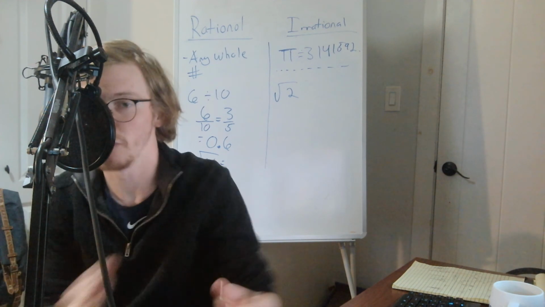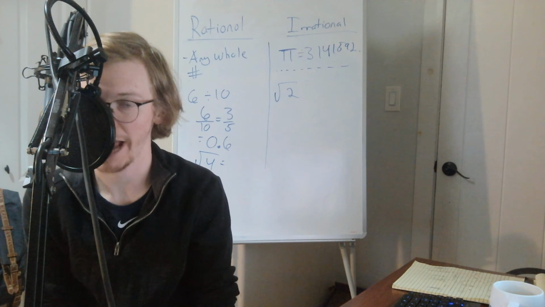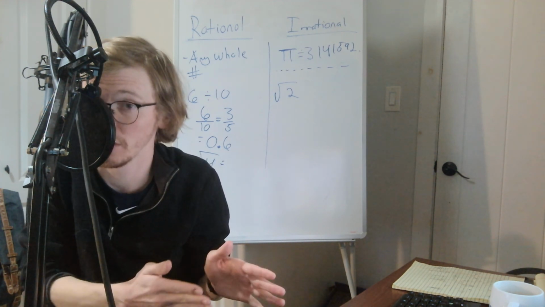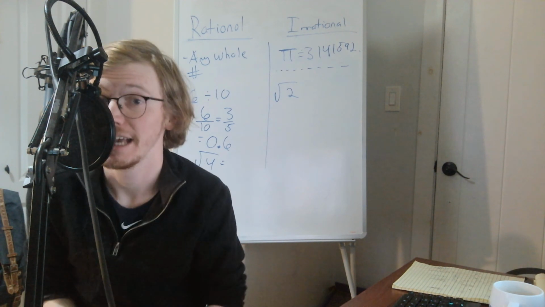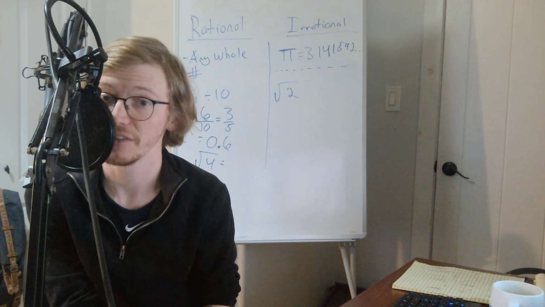If you need to write down a definition in your notebook, which you should, write it down like this. A rational number is any number that can be represented by a ratio or a fraction, meaning if it has a decimal, it ends. An irrational number cannot. Now let me know if you have any questions.